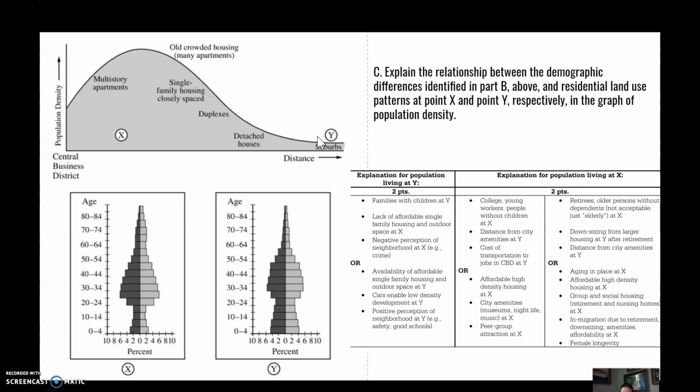Positive perception of neighborhood at Y. So safety, good schools. And again, back to stereotypes, back to that whole, oh, the further you move out, the safer you will be, which we know that there can be crime anywhere. So again, you could use that other stereotype of the suburbs being less dangerous.